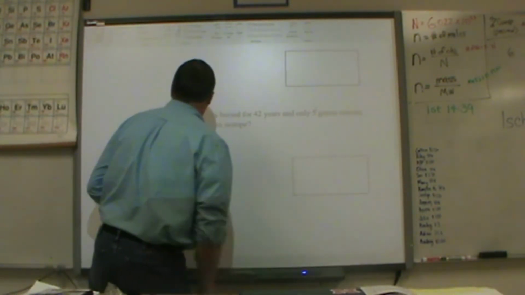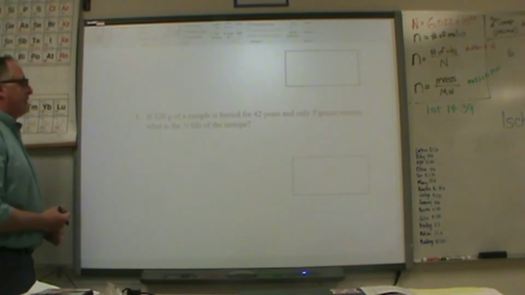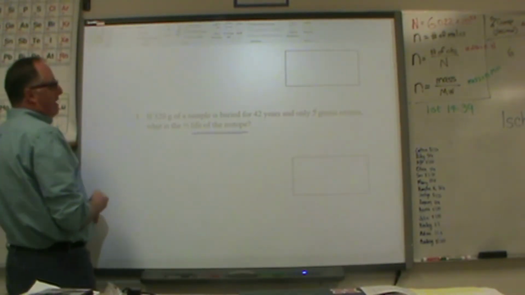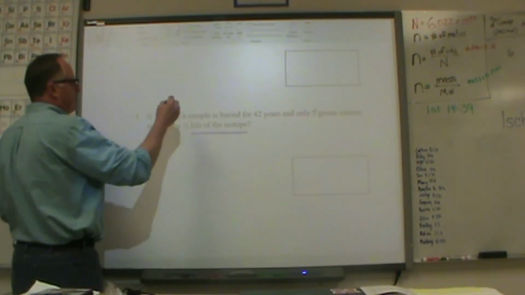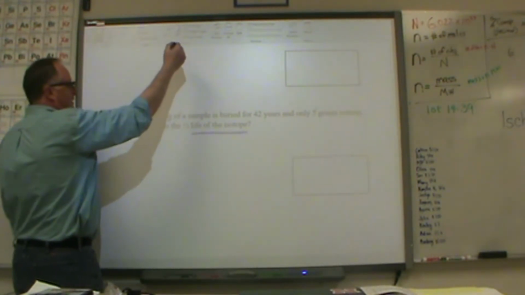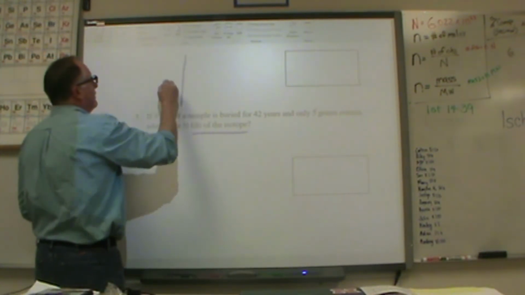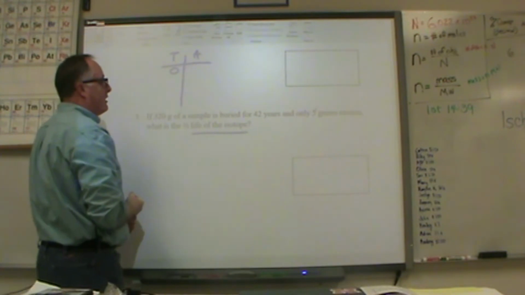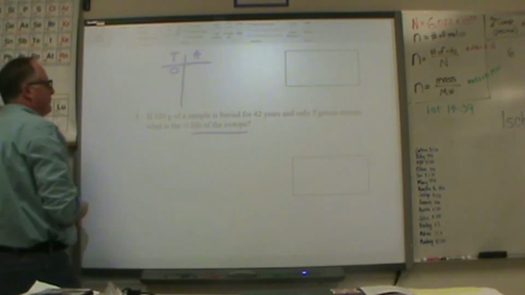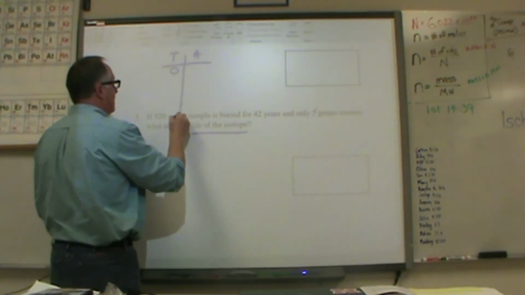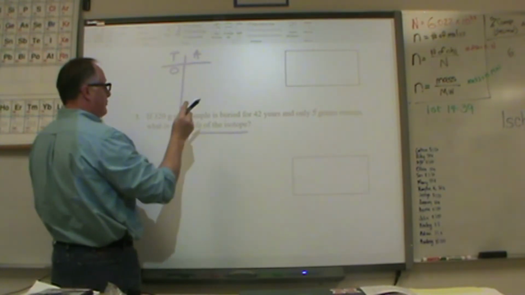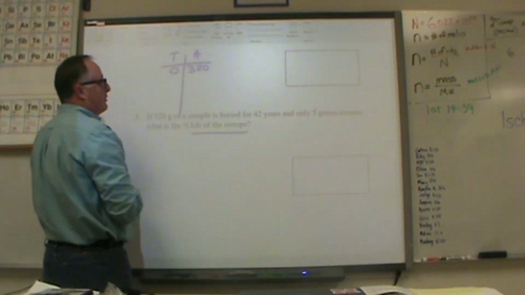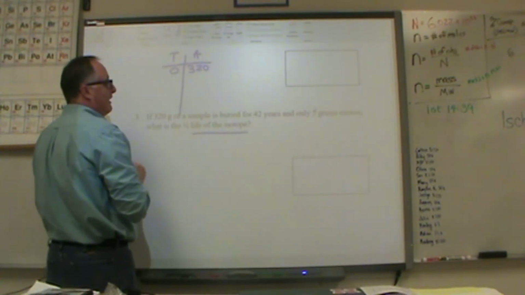All right, last one. Again, we're going to look for the half-life of the isotope, and I'm actually going to make my chart up above. It'll be easier for me. Time, amount 0. Start with 320. This is long enough. Maybe I will have to move it down there. 320, and I'm going to go until there's only 5 grams left.